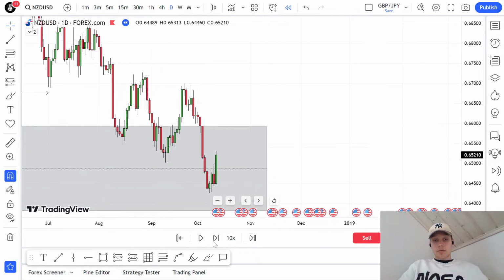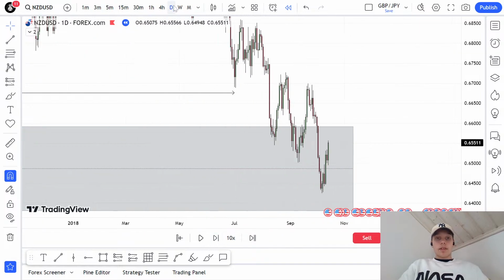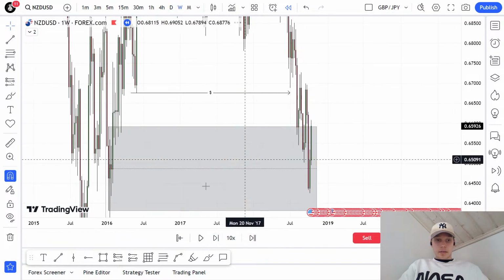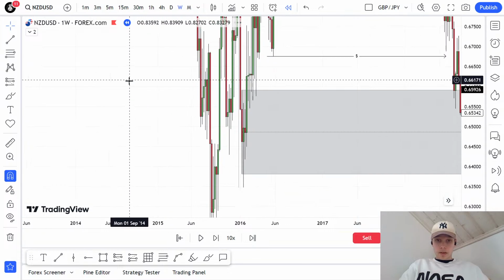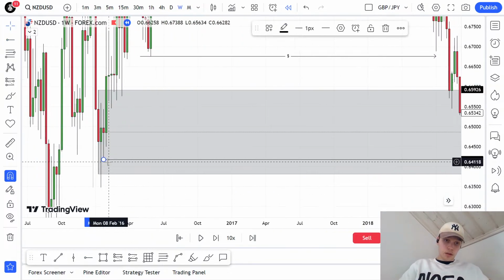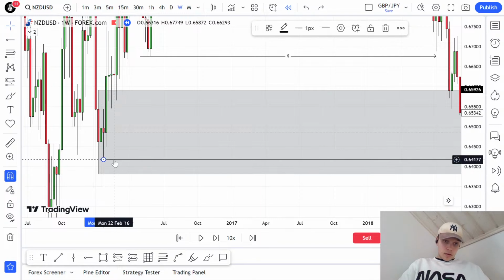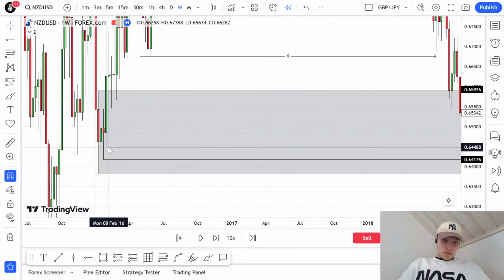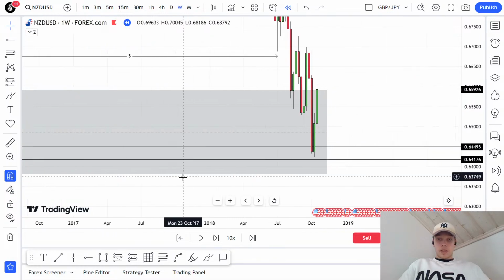Now we see a very strong push down. Looking at the weekly, let's see if we have taken any important lows here, because inside of this order block we've got weekly lows such as this one and this one. Let's see if we have taken any of those.